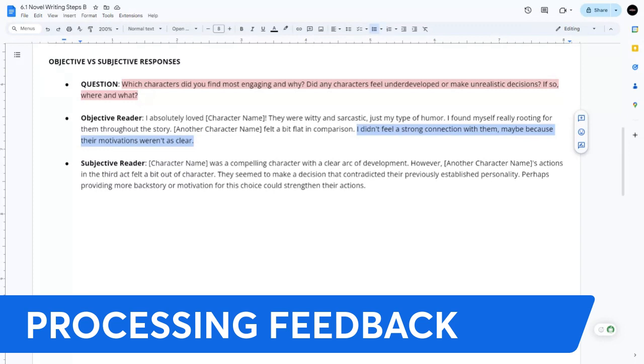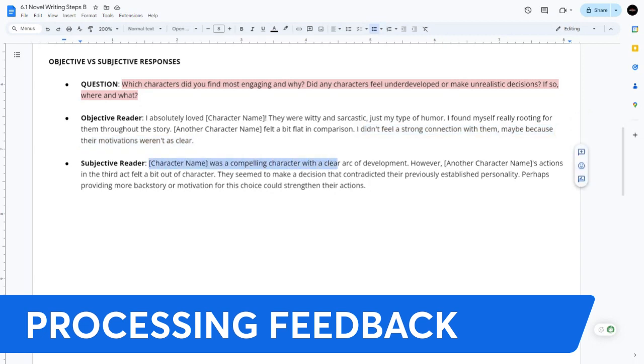Like, how do you feel? Right. You're saying, I don't feel a strong connection with them. What was it that you don't feel? Like, what are you not feeling from them? Right. And, you know, where in the story did you start or stop feeling a connection to them? And what do you believe their motivations are? You know, you could kind of dig deep if you really want. OK, but if we go to the objective.